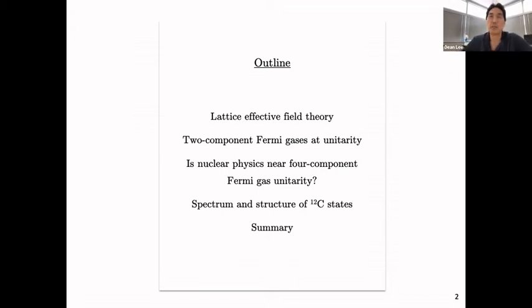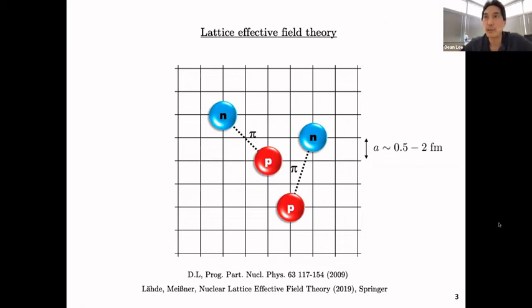I will first talk about the computational method we use, which is lattice effective field theory. Then I'll talk to you about some calculations of two-component Fermi gases at unitarity. Then I will ask the question, is nuclear physics near four-component Fermi gas unitarity? And then I will talk about some results relating to the carbon-12 spectrum and structure. And then I'll summarize.